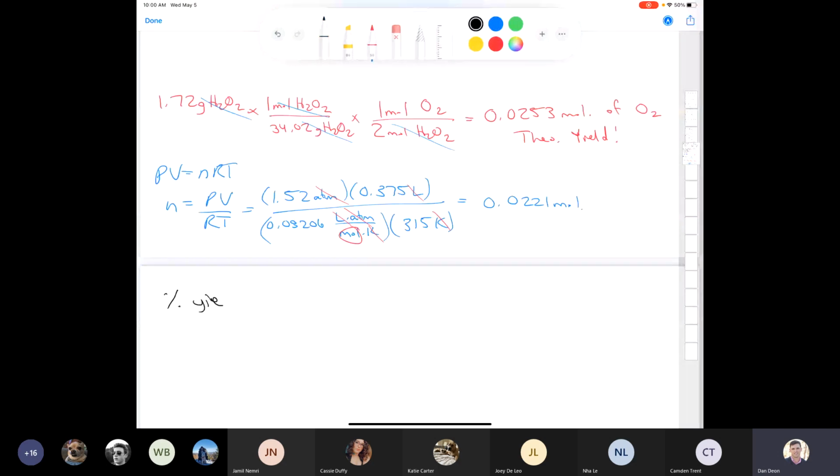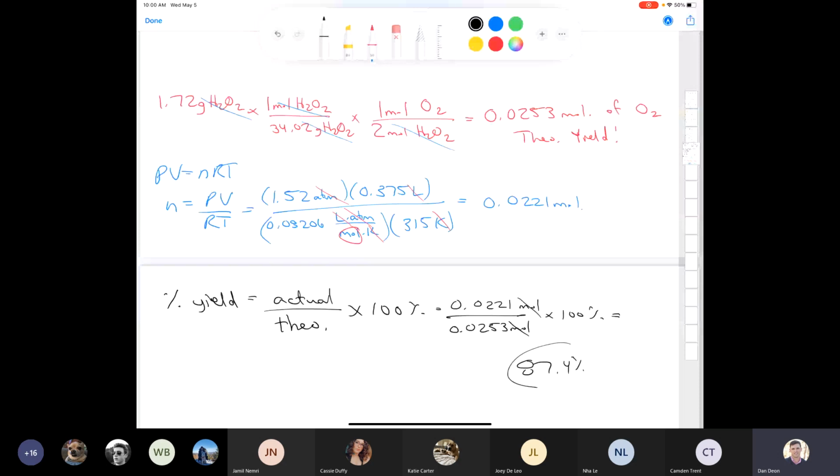So now to calculate the percent yield, it is equal to the actual yield divided by the theoretical yield multiplied by 100%. I end up with 0.0221 moles divided by 0.0253 moles. Moles cancel. I multiply all that by 100%, and I end up with 87.4%. That better be one of the answers. It's D, 87.2, so close enough. So the answer is D.